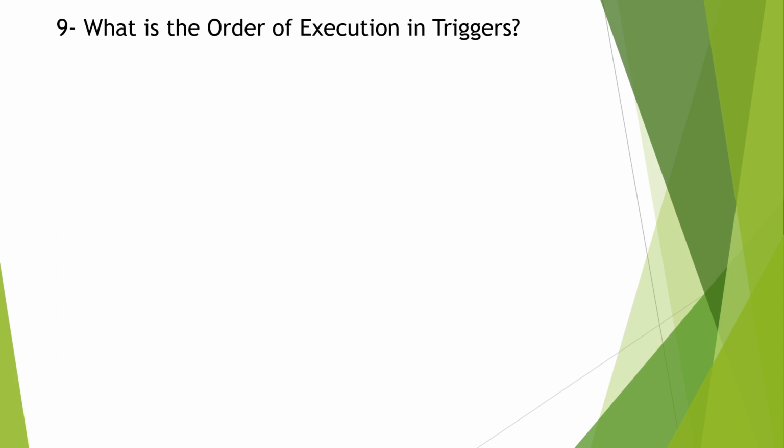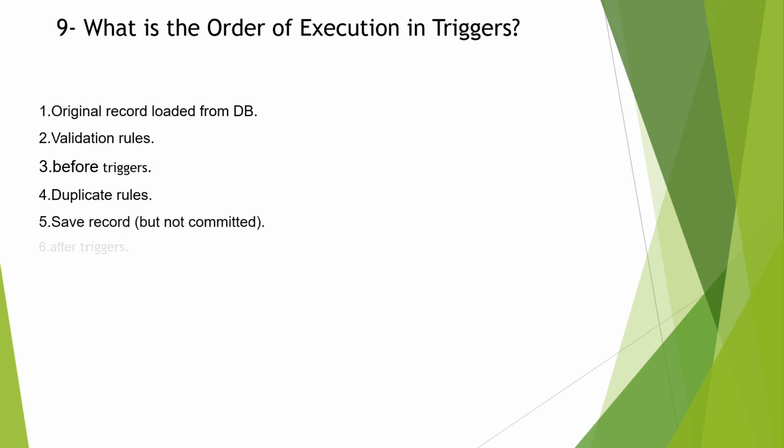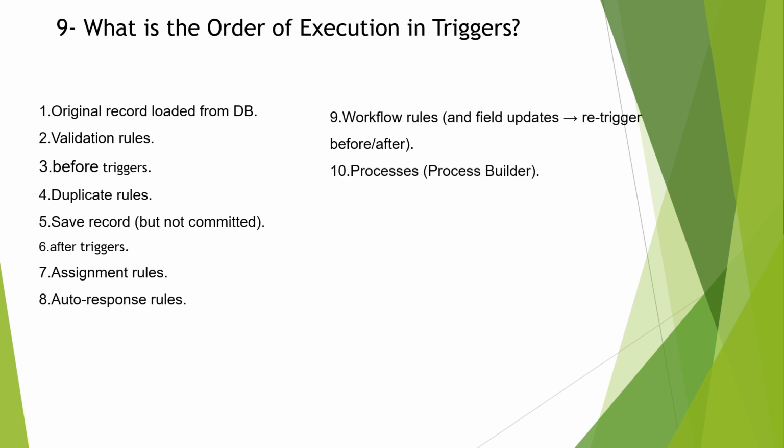Now coming to question number 9, what is the order of execution in trigger? So the original record is loaded from the DB. Yeah, so I will tell you the order of execution. First, if any record is loaded into the database, it first goes through the validation rule. Like if we create any record, the validation rule, trigger, email sending, and workflow rule are all already defined there.